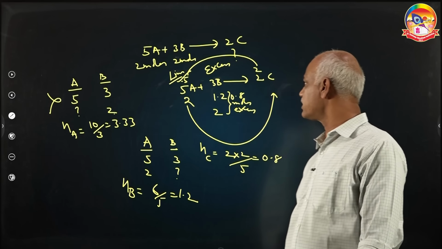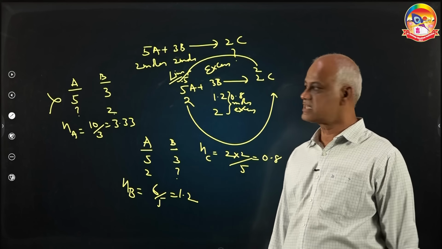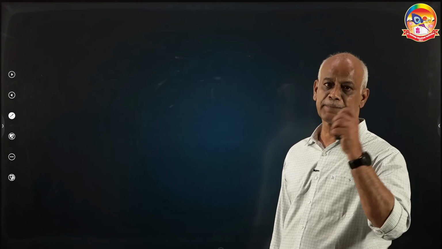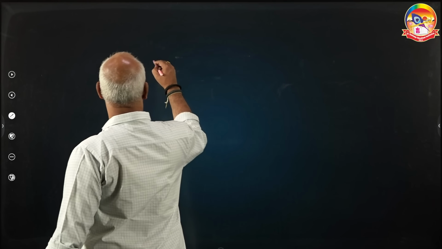The limiting reagent is A. The excess reagent is B. And the amount of C formed will be 0.8.